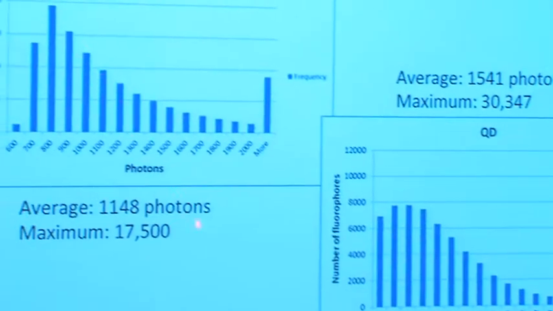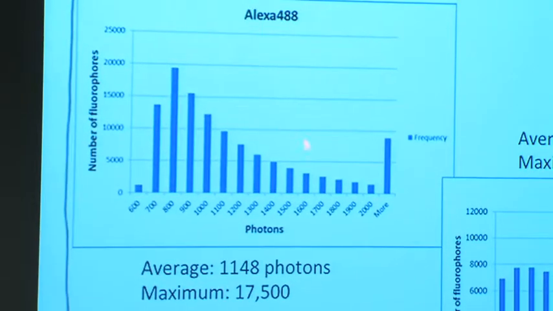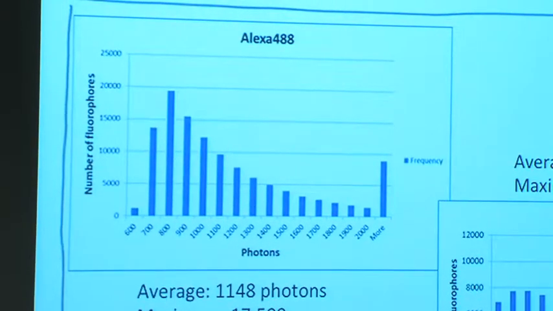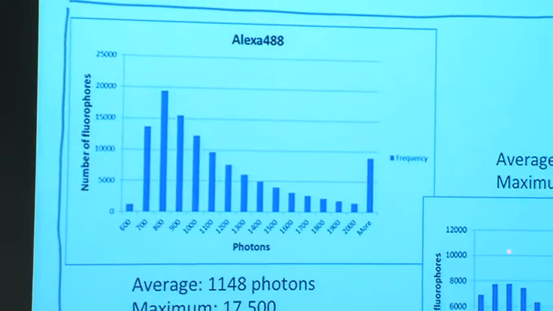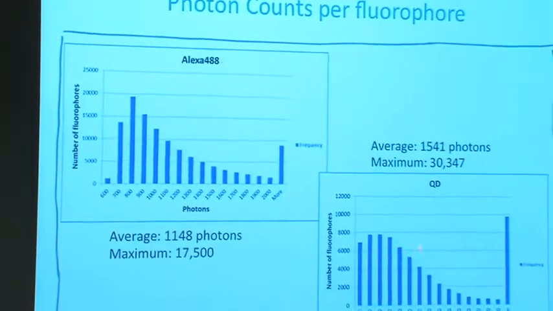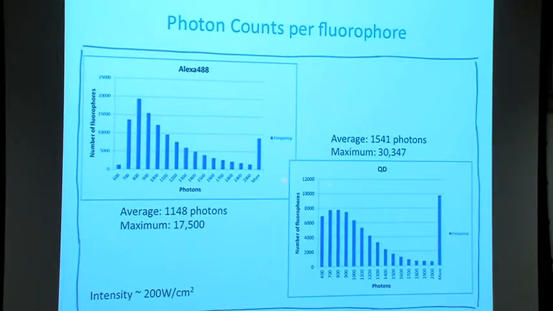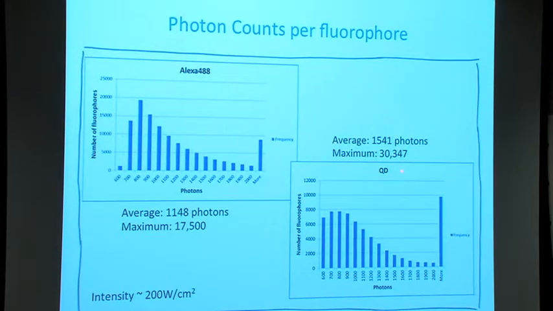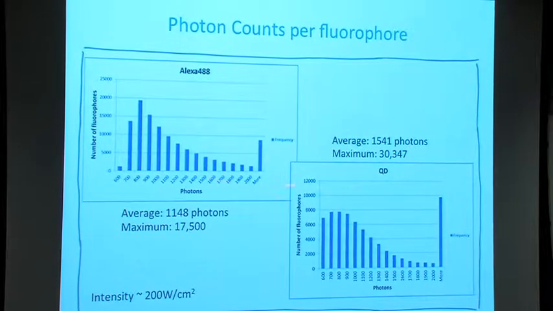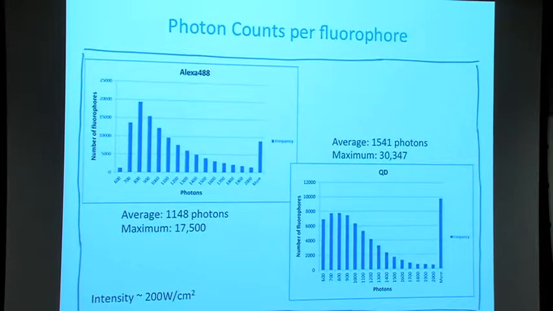These are histograms of the number of photons emitted by a molecule before it photobleaches, over thousands of molecules. So you get more photons from the quantum dots, and you also get a higher maximum. The tail extends much higher: the maximum we counted was 30,000 photons from one quantum dot, as compared to 17,000 for the Alexa dye.